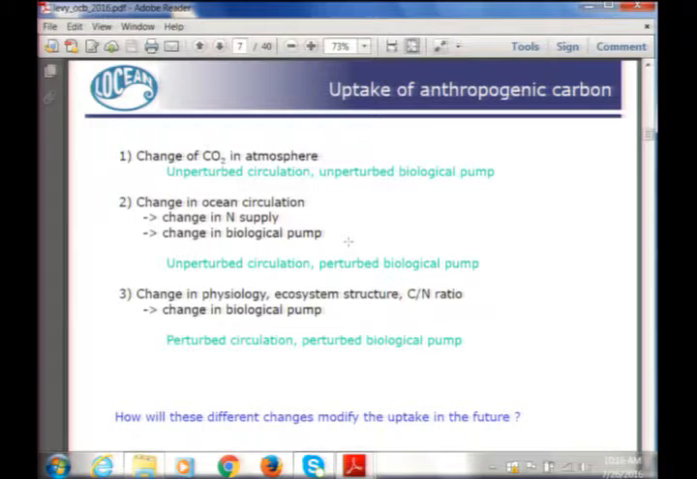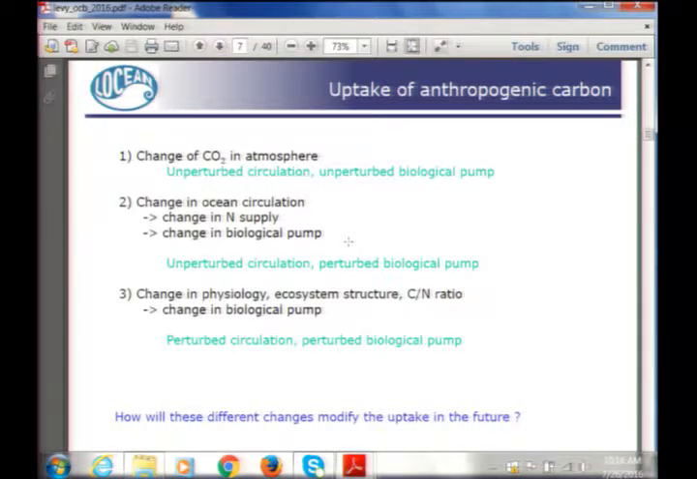If we think of the uptake of anthropogenic carbon, we can think of it in 3 steps. So the first step is you have a change in the concentration of CO2 in the atmosphere, and this CO2 is getting into the ocean. You don't need to have a change in the ocean circulation or a change in the ocean biology to have this uptake. You just have to have a change in the CO2 in the atmosphere to have this uptake.